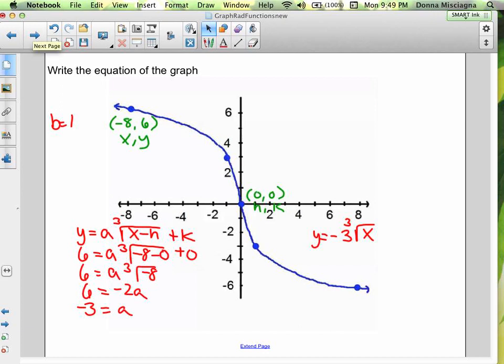Right? But here, that's clearly an a value, right? Because not only is it reflecting, it's also vertically stretching our graph, right? So our graph is vertically stretched.